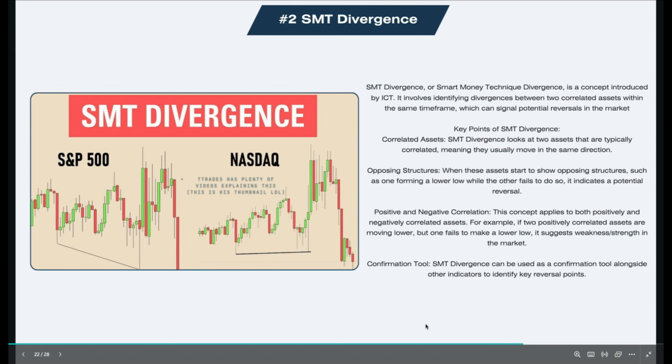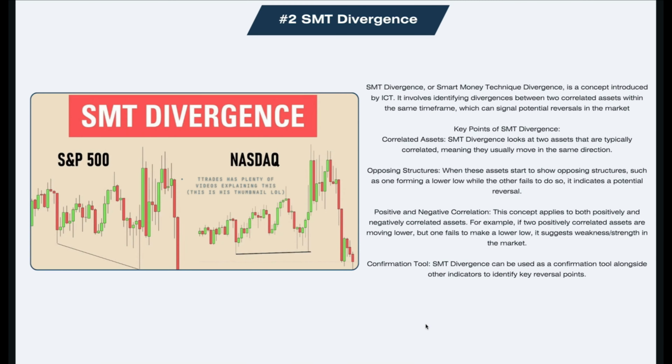All right, so the next one is pretty famous and it's been catching on a lot. It's SMT divergence. I personally do not use SMT divergence. I don't believe it to be necessary, but it seems that a lot of people do use it and it's been helping many other traders. But like I said, personally, I don't use it, but I'll go over it fairly briefly. SMT divergence, or smart money technique divergence, is a concept introduced by ICT and involves identifying divergences between two correlated assets within the same time frame, which can signal potential reversals in the market.